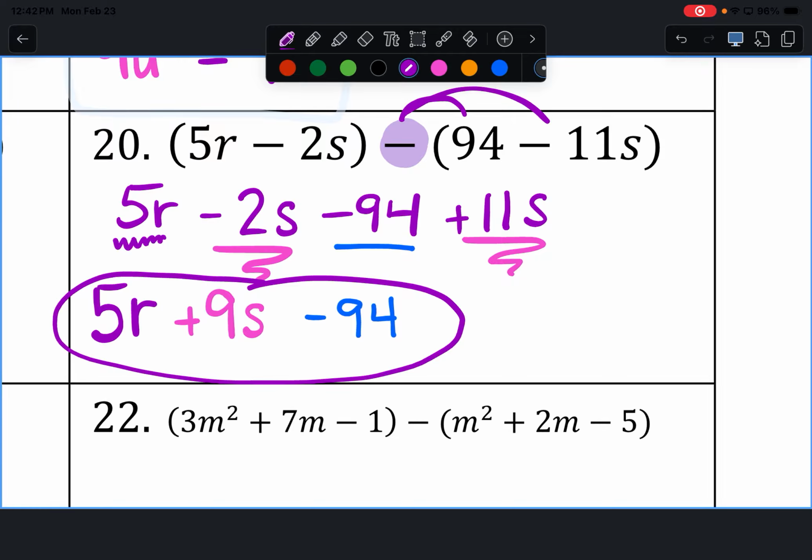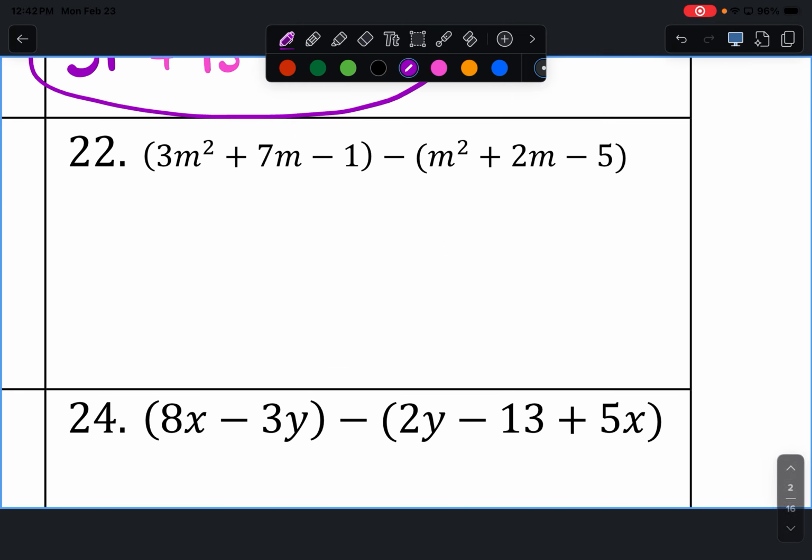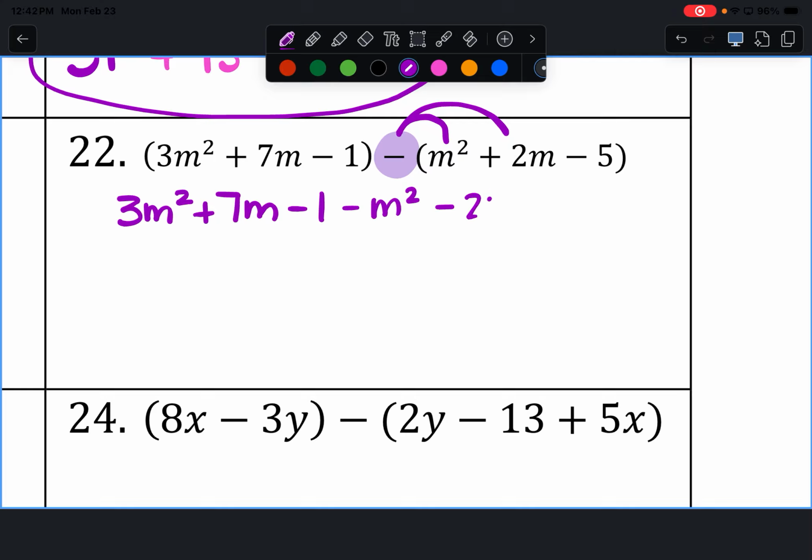All right, now let's look at number 22. Does anything happen with this first polynomial? So we bring it down. So 3m squared plus 7m minus 1. Are we adding or subtracting? And what happens when we subtract? A positive and a negative make a negative, a negative and a positive make a positive, but a negative and a negative make a positive. What term goes first? 3m squared.